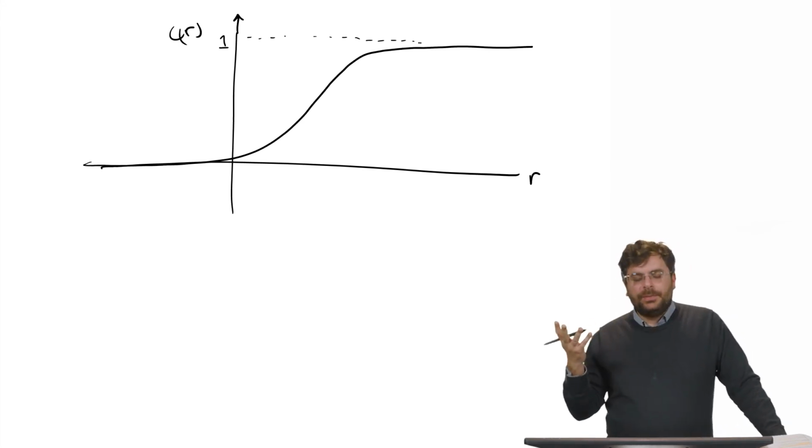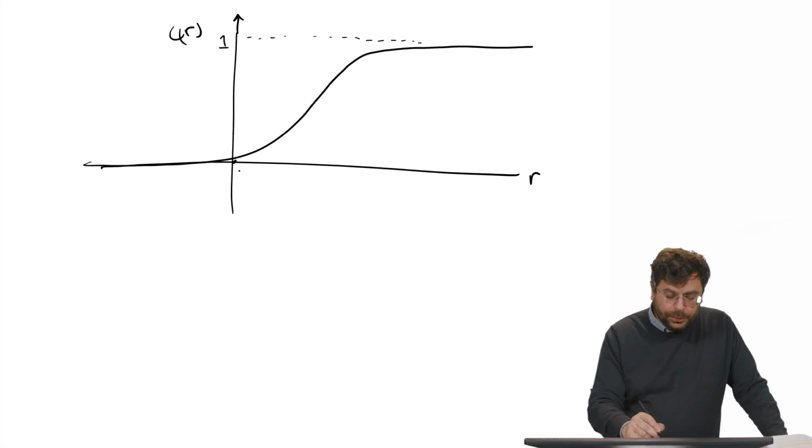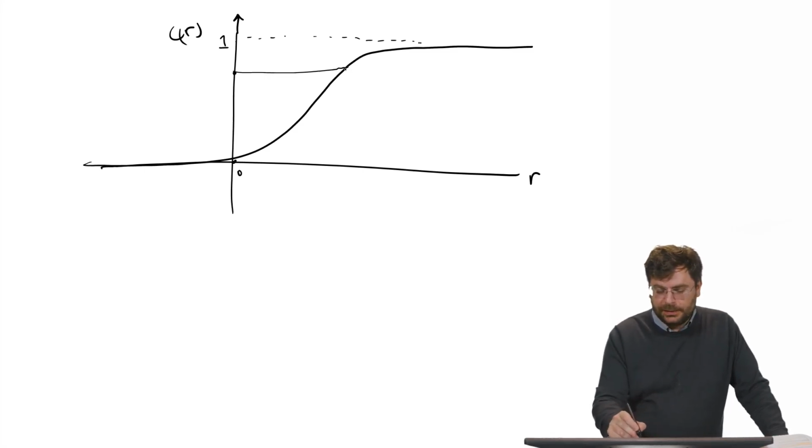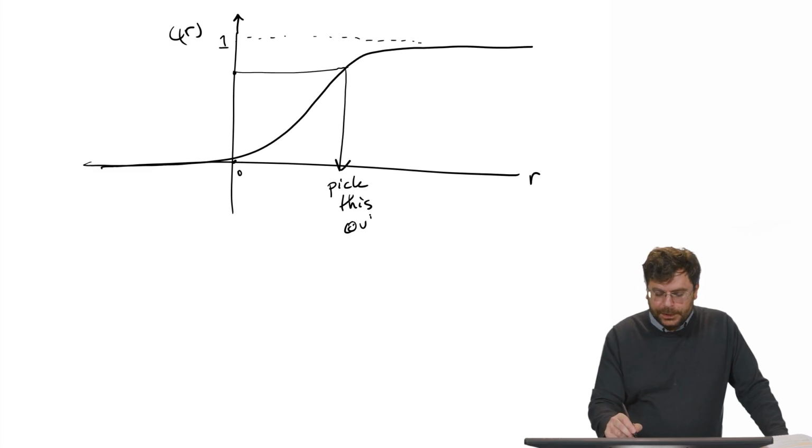So what am I going to do? Well, I'm going to draw a uniform random number between 0 and 1, and if it falls here, then I will pick this outcome. And if it falls here, I will pick that outcome.